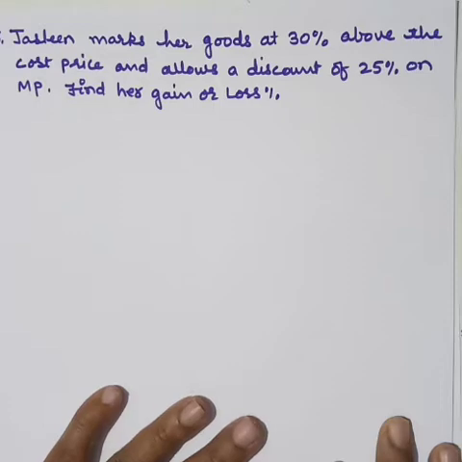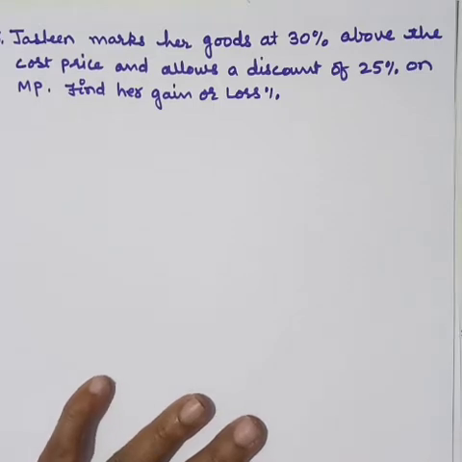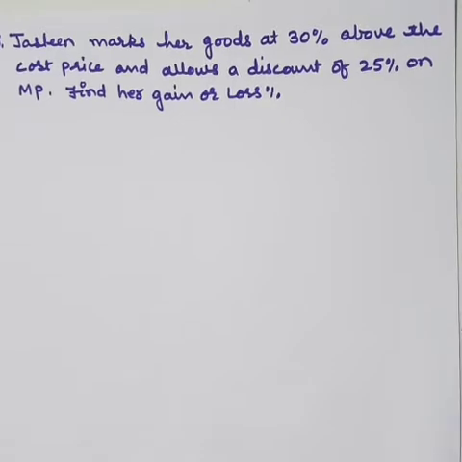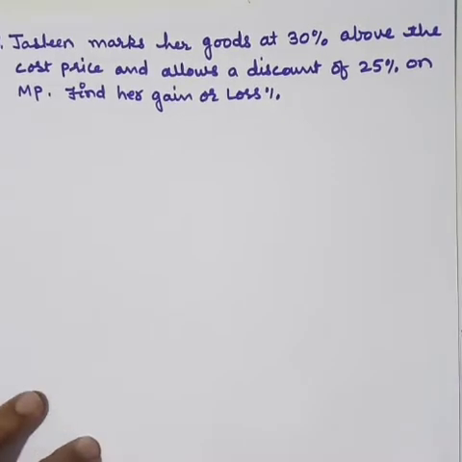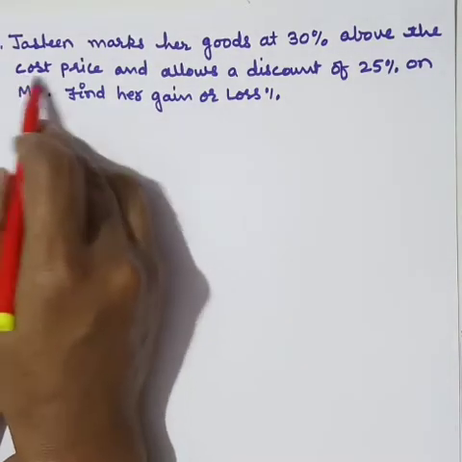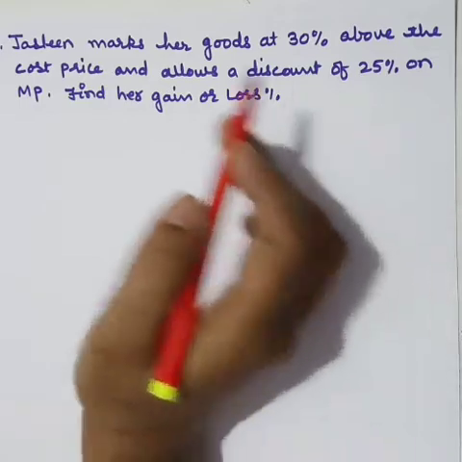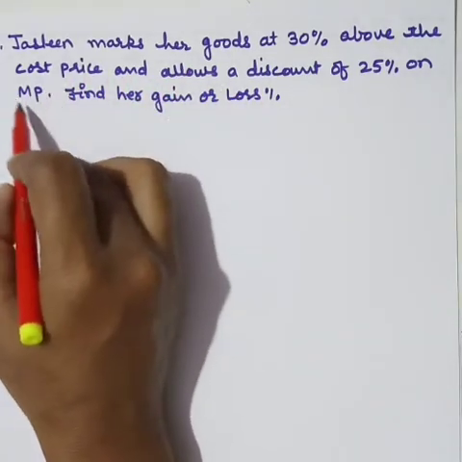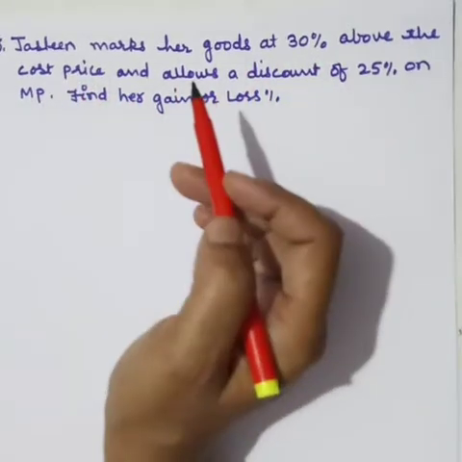Yes, children, now let us see the next question. Jasleen marks her goods at 30% above CP and allows a discount of 25% on MP. Find her gain or loss percent. See, children, here you don't know the MP and you don't know the cost price also. First of all, you see there is a connection because MP is 30% above CP.